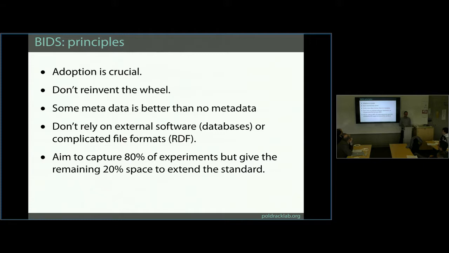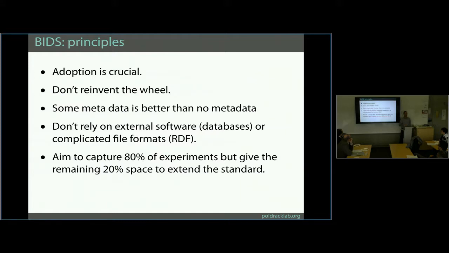So we had a number of principles that we took into account in thinking about developing the standard. One is the most important thing is getting people to adopt it. So we're willing to have it maybe not be perfect if we can actually get people to adopt it. Don't reinvent the wheel. Don't try to come up with something completely new. Some metadata is better than no metadata.